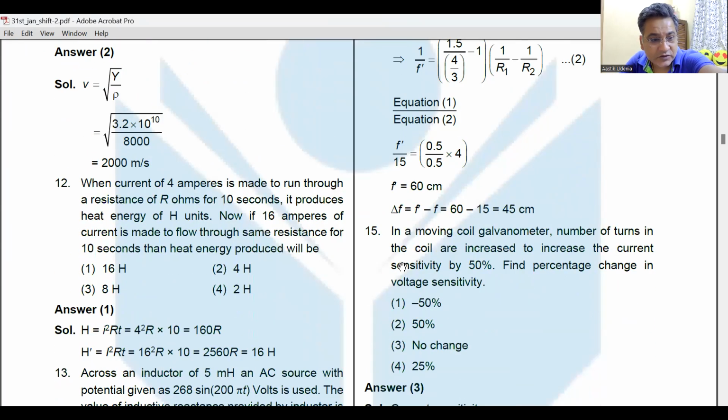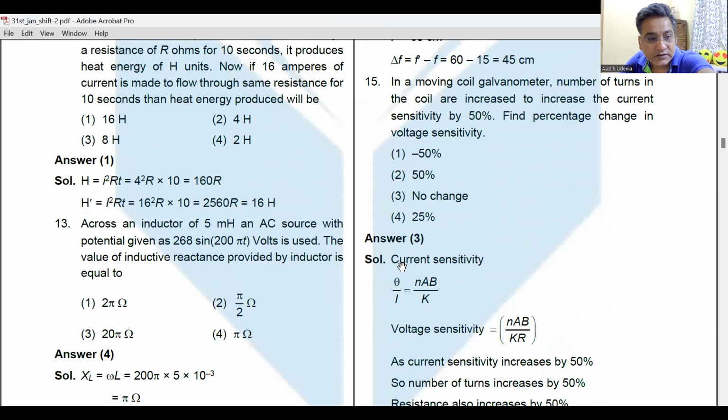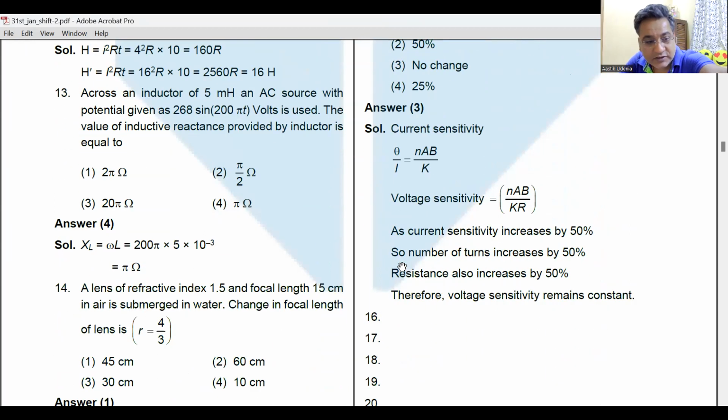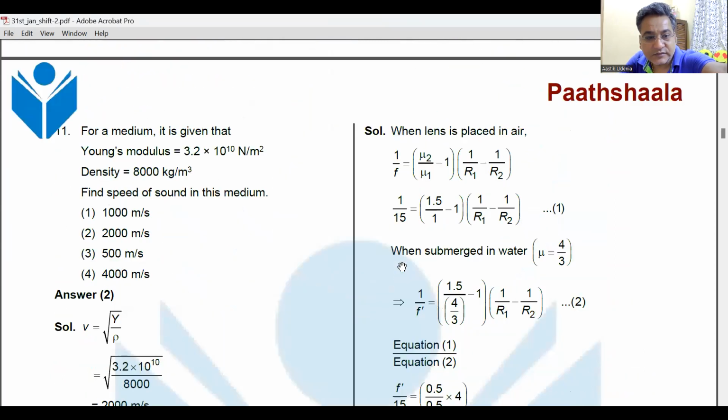Question 11, same heat produced in resistance. Question 12, inductor AC we have not done. Forget about it. Optics we have not done. Forget about this.